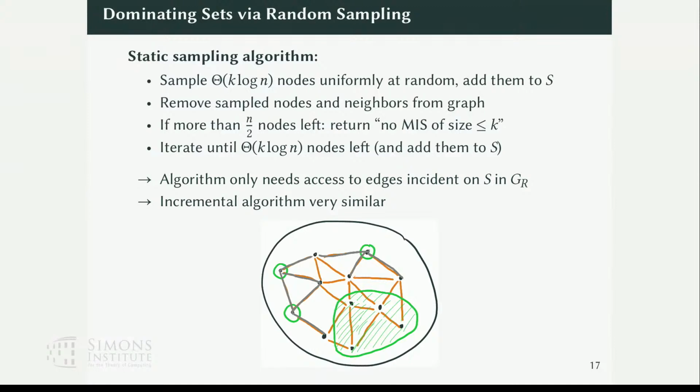The incremental algorithm is very similar. So almost the same analysis would work then. And here the important thing is this algorithm that works with sampling and removes the neighbors of the sampled node from the graph, that only needs access to the edges incident on that set S in GR. Because for those nodes in the set S, I will do a single source shortest path computation. I know somehow what the neighbors in the neighborhood graph will be. And that's why I partially construct the neighborhood graph, and it just works within the running time.